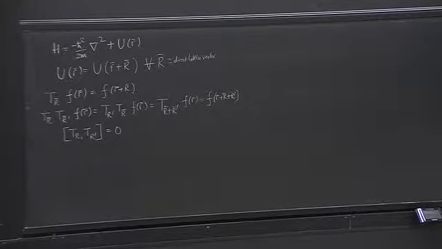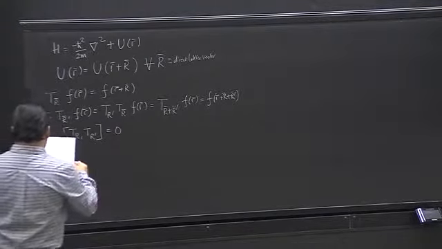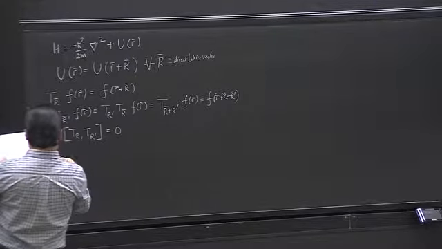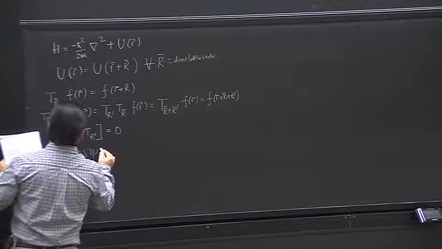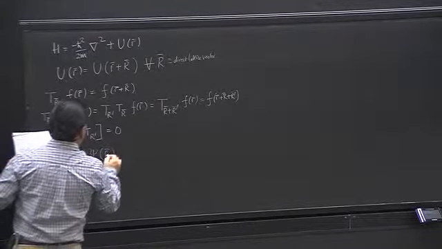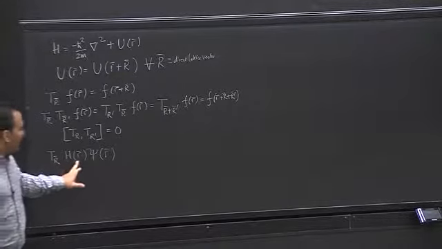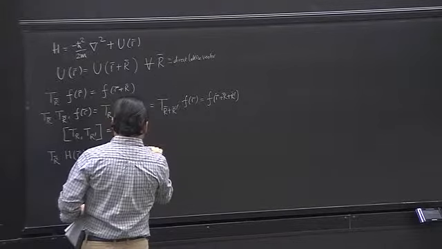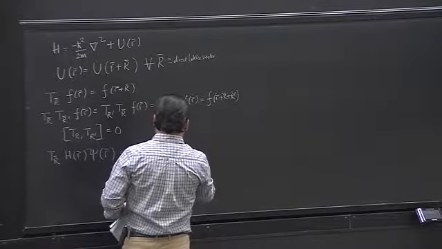Now we are going to discuss more properties of this translation operator. Let's consider this quantity. Translation operator T_R acting on H psi of r. This is useful because eventually we are interested in the eigenstates of the Hamiltonian. So T_R acting on H psi of r simply gives you H of r plus capital R, psi of r plus capital R.